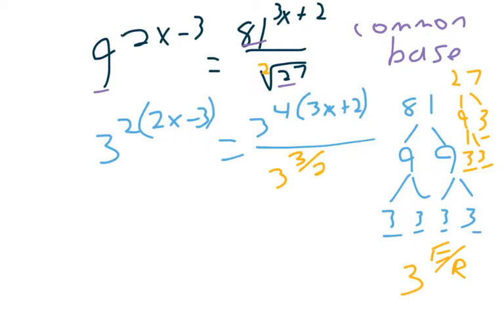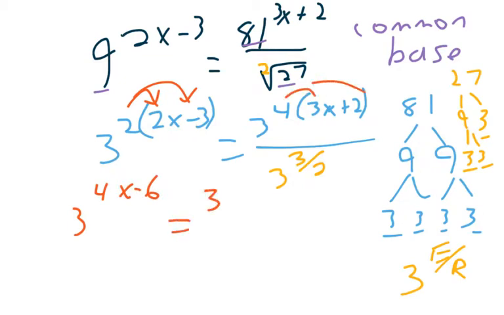All right, now I'm going to distribute. And that becomes 3 to the 4x minus 6 equals 3 to the, distribute there, and we get 3 to the 12x plus 8 all over 3 to the 3 halves.